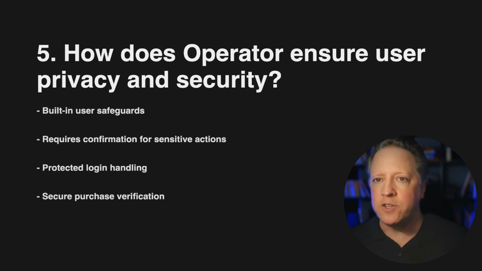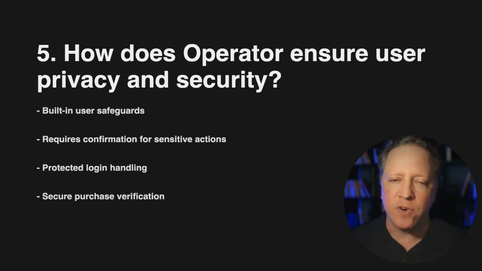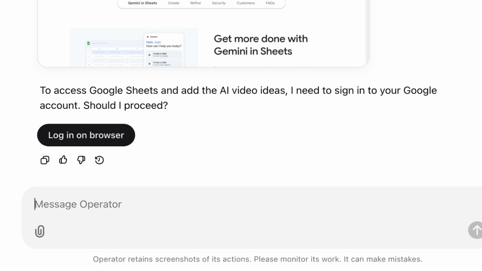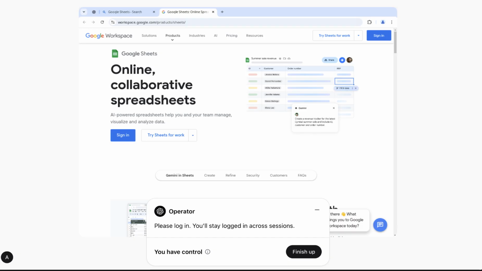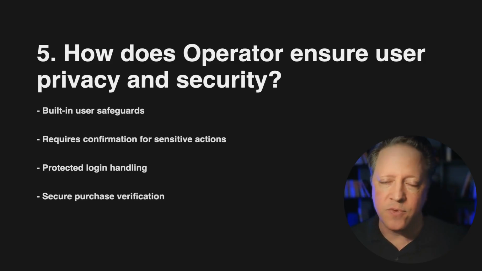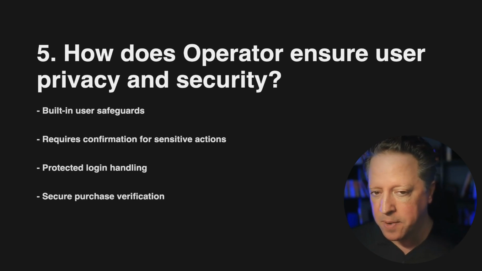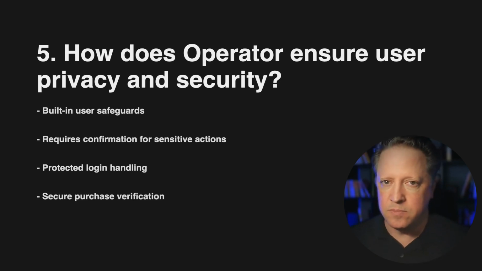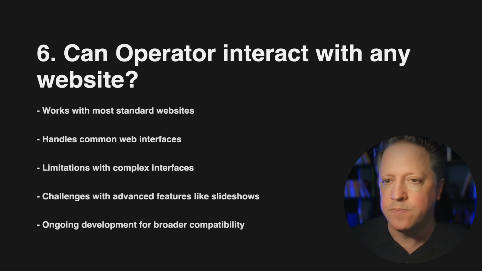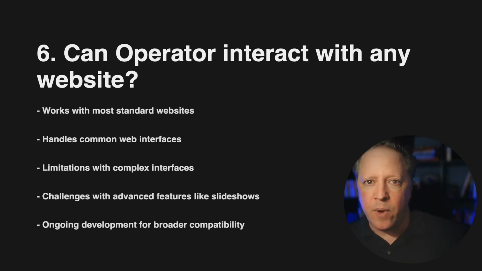So, how does Operator ensure user privacy and security? One, there are built-in safeguards. You'll notice as you use it, it's going to ask you for confirmation. If you want to enter in a password or do something else like that, you will take over the browser and you will enter in that information. It does a lot of work behind the scenes to make sure that this information is kept secure and doesn't go crazy. You don't have to worry about giving it your credit card and it's going to start buying a bunch of GPUs. Probably.